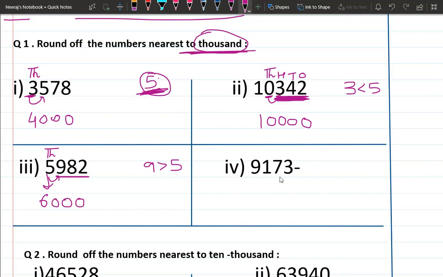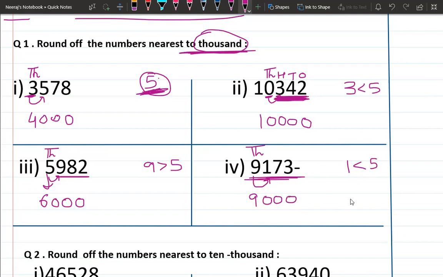Next part is 9173. In that one, 9 is at the thousands place. Now children, we have to see the next digit to the required place, that is 1, and 1 is less than 5. So 9 will remain same, and the rest of the digits will become 0. So we will write 9 as it is, and the rest of the digits will become 0.